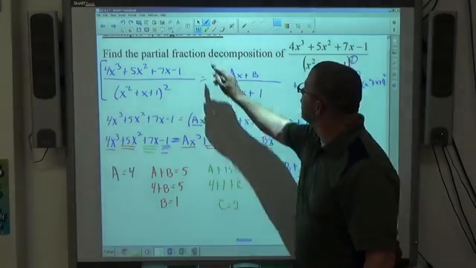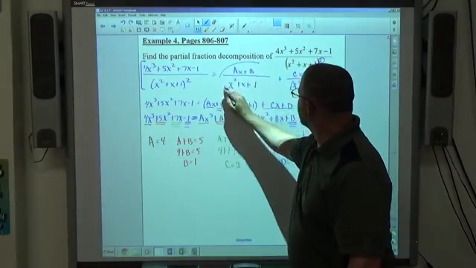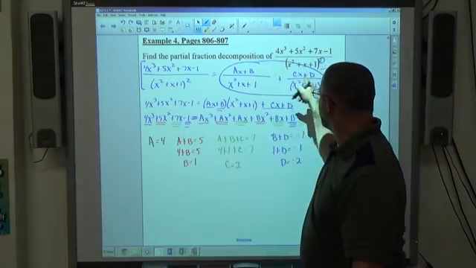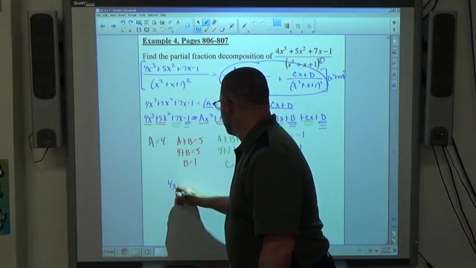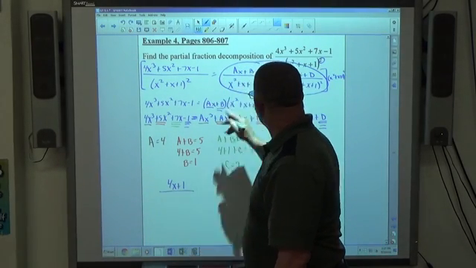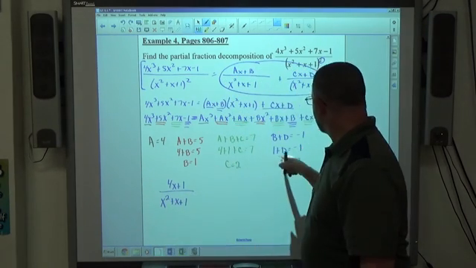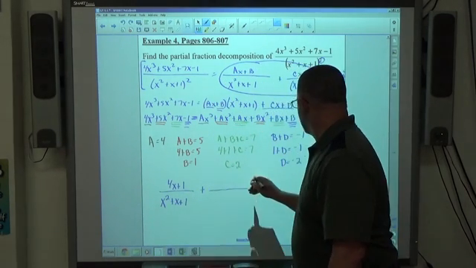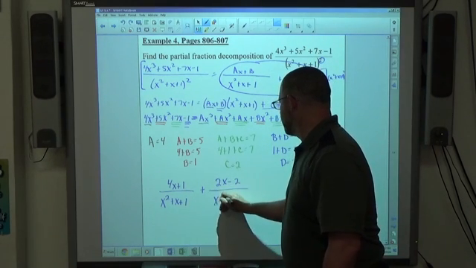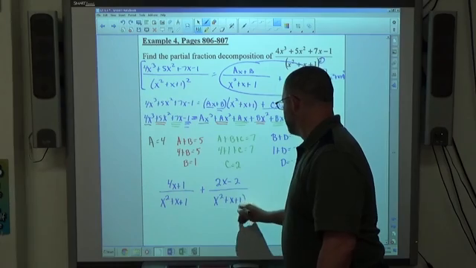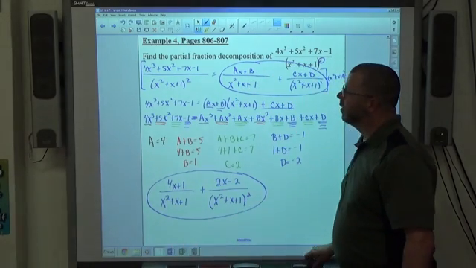So all that's left to do then is to write our answer. There's the structure of our answer right there. We're going to simply replace a, b, c, and d with their values. So I'm going to get 4x plus 1 over x squared plus x plus 1 to the first. And plus cx plus d is going to be 2x minus 2, and that goes over x squared plus x plus 1 to the second. And there's the breakdown of the given.